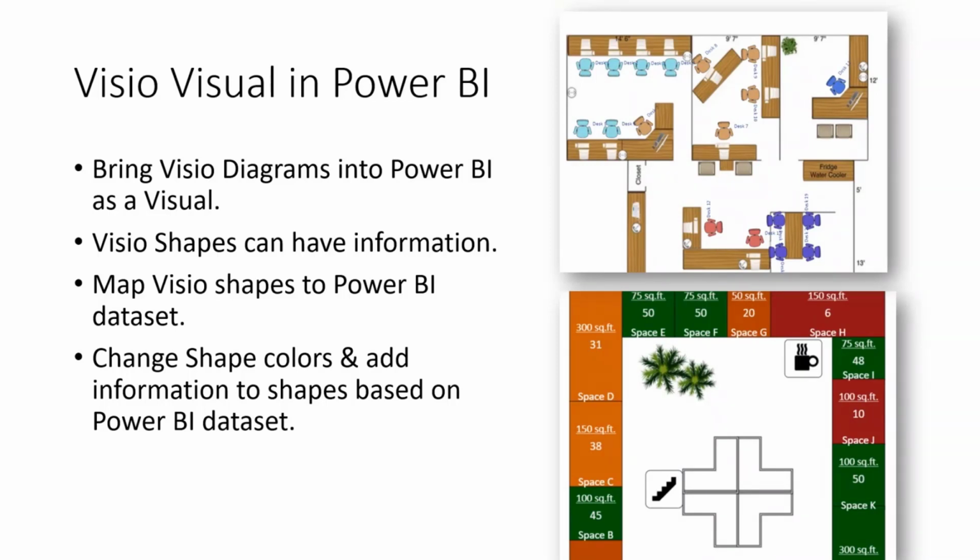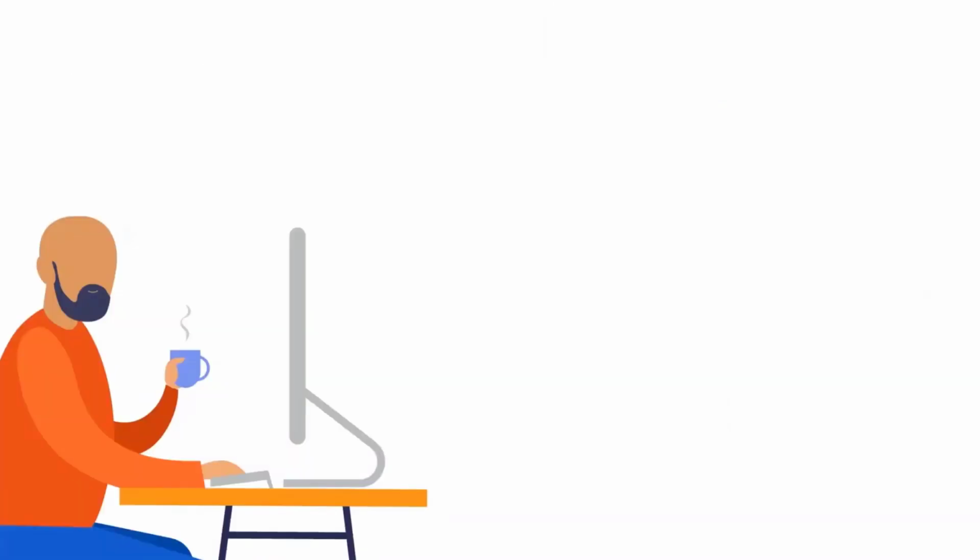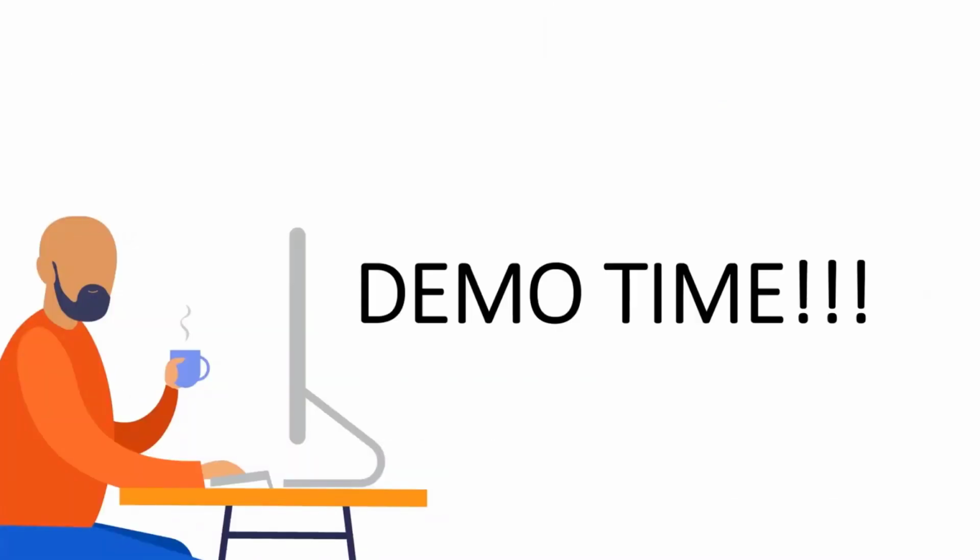There are certain shapes with green color, there's orange, there's red. Those colors are changing depending upon metadata. So you can create extremely powerful scenarios by leveraging these features of Microsoft Visio. So enough of slides, let's get straight to demos.